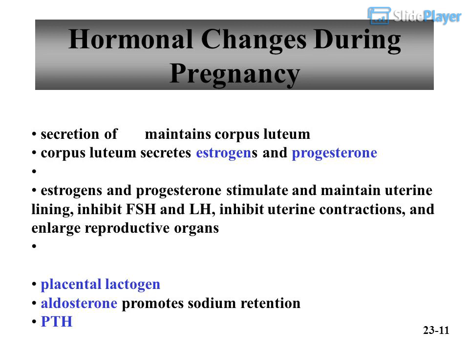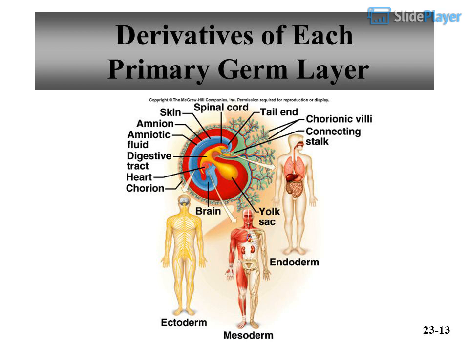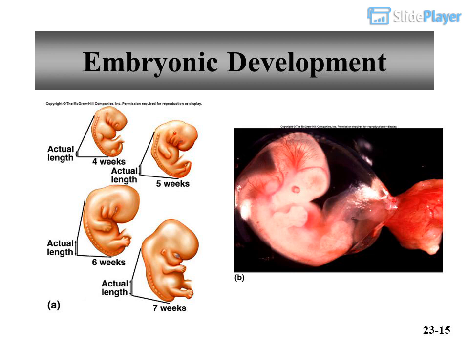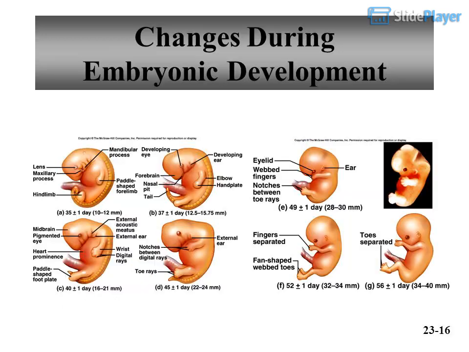23-11. Derivatives of each primary germ layer. 23-13. Embryos at 3 weeks, dorsal view; 3.5 weeks, lateral view; 4 weeks, lateral view. 23-14. Embryonic development. 23-15. Changes during embryonic development.